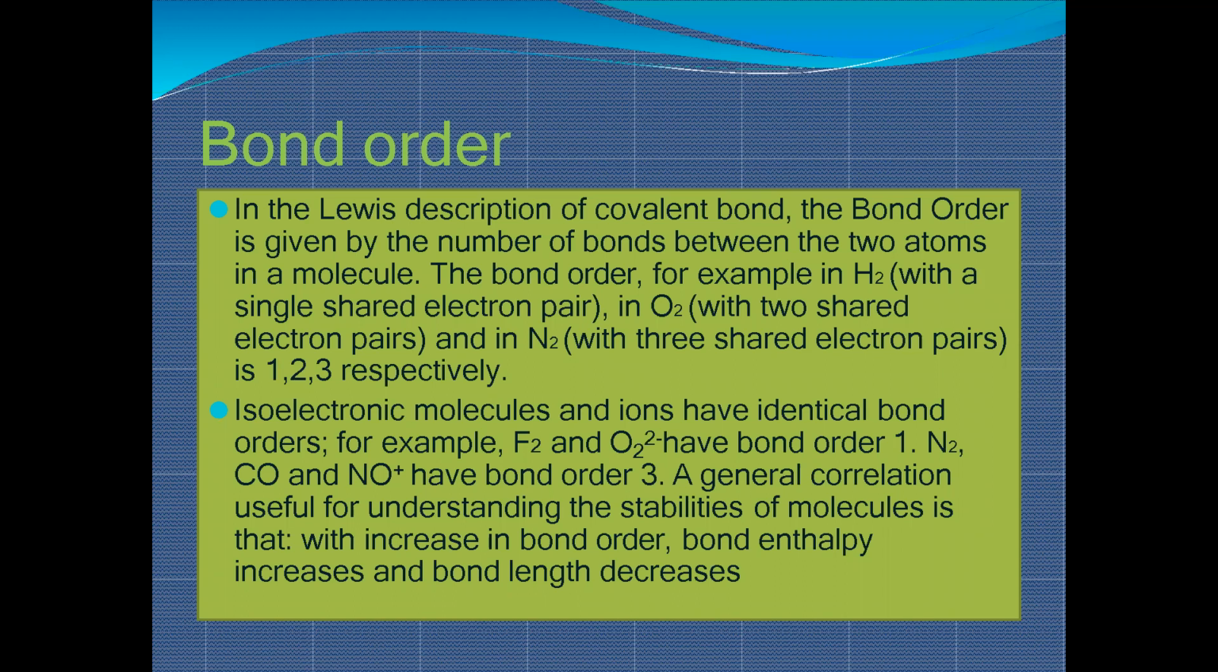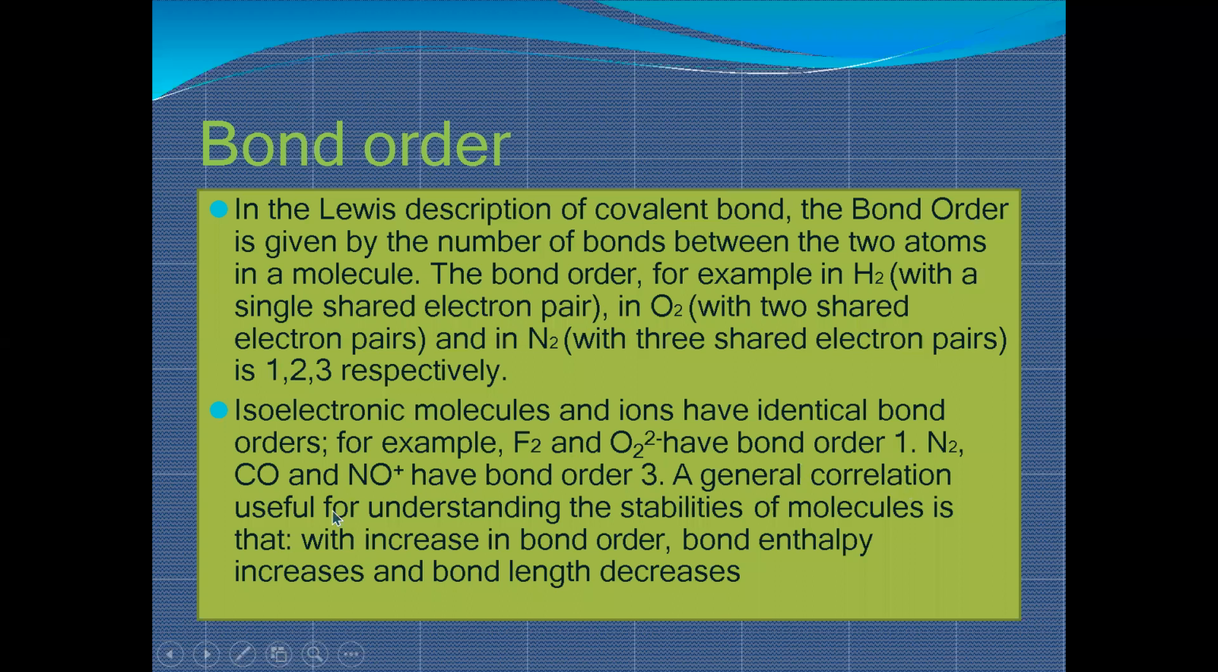All right. Isoelectronic molecules and ions have identical bond order. Even if in the normal or gaseous state they show different bond orders, in the ionic state they show similar ones. For example, F2 and O2 2- have bond order 1. N2, carbon monoxide and NO have bond order 3.